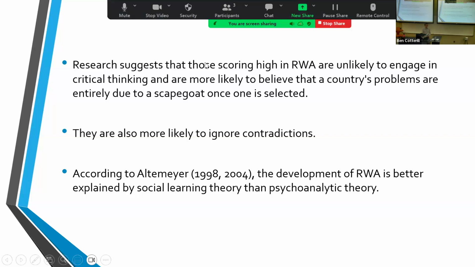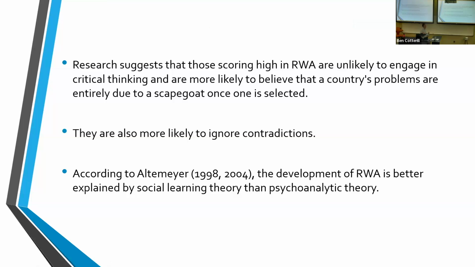according to the researchers, right-wing authoritarianism is better understood through the lens of social learning theory rather than psychoanalytic theory, okay? So if one has these discriminatory views, for example, then in most cases, they've learned them from the household in which they were brought up or from surrounding themselves with people with similar views.